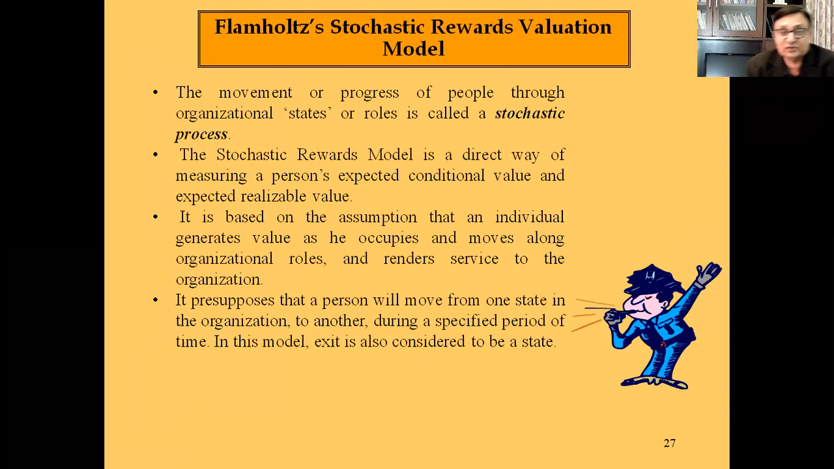Second model, which is also a revision of the original model, is Flamholtz's stochastic rewards valuation model. Because Flamholtz observed that a person doesn't work on one position only, he works on different positions. So the movement or progress of people through organizational states or roles is called a stochastic process. The stochastic reward model was developed by Flamholtz, which says that it is a direct way of measuring a person's expected conditional value and expected realizable value.